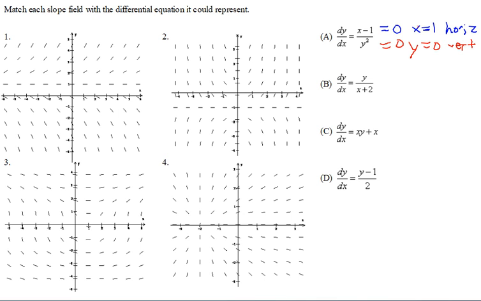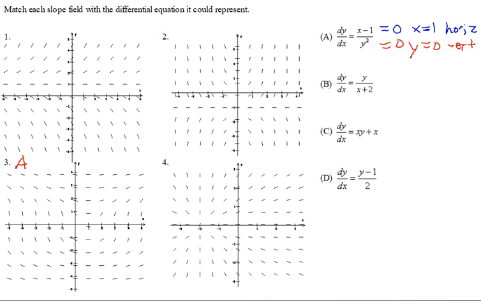So x equals 1, horizontal tangent lines. We can look at this first one. You can see this one's horizontal, but not the rest of these, so that doesn't work. The next one, x equals 1 horizontal. Again, right here is horizontal, but not at the rest of these. Okay, these are horizontal at x equals 1, and y equals 0 vertical. It's a little hard to see where y equals 0, but these look like they're vertical right there. And this last one, at x equals 1, they're not horizontal. So this one, 3, would go with A.